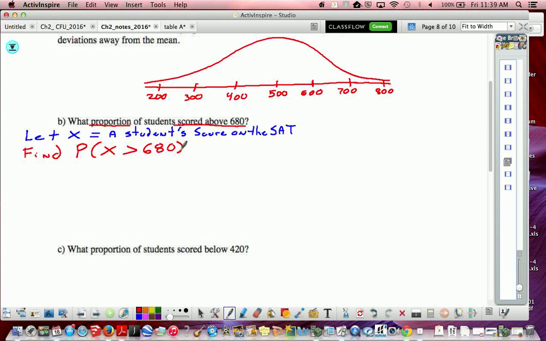Now, what are some pieces of information that I know or I'm going to use? Well, our distribution is normal with a mean of 500 and a standard deviation of 100. So I'm going to use that information to find it.